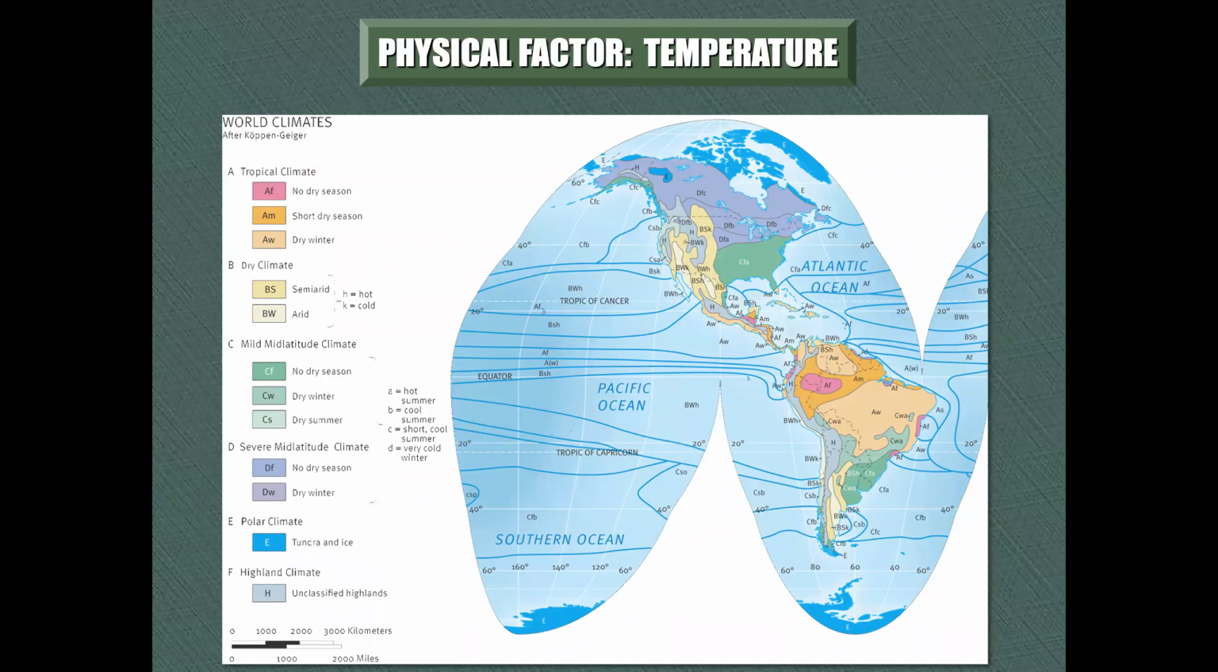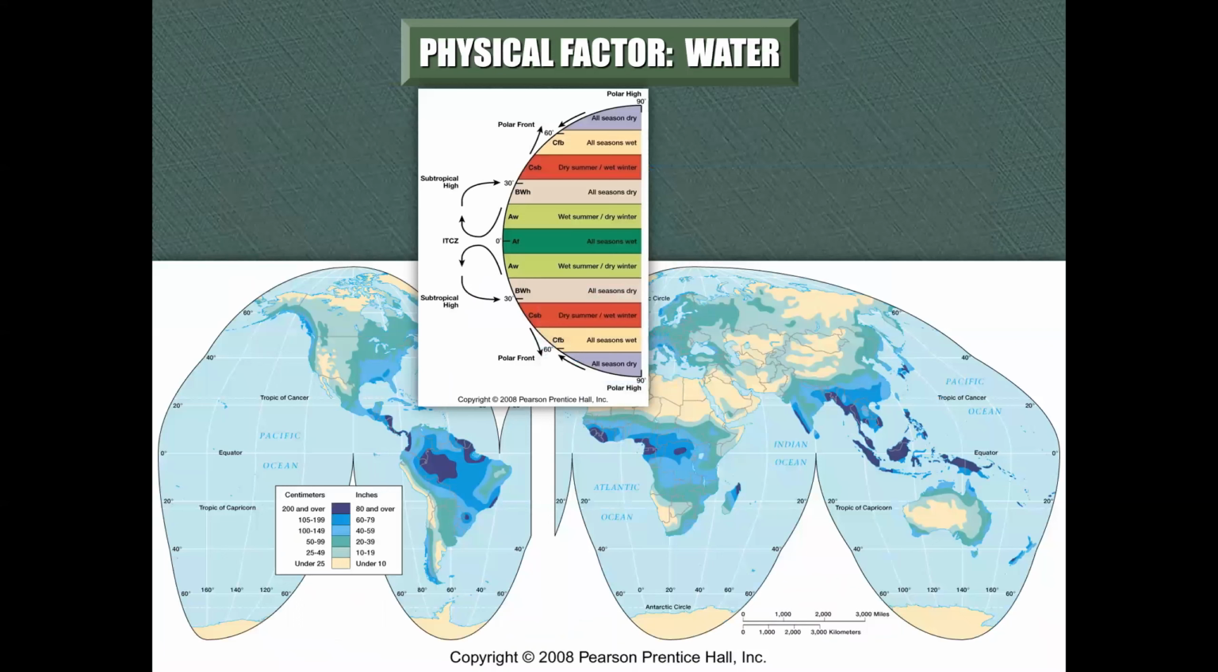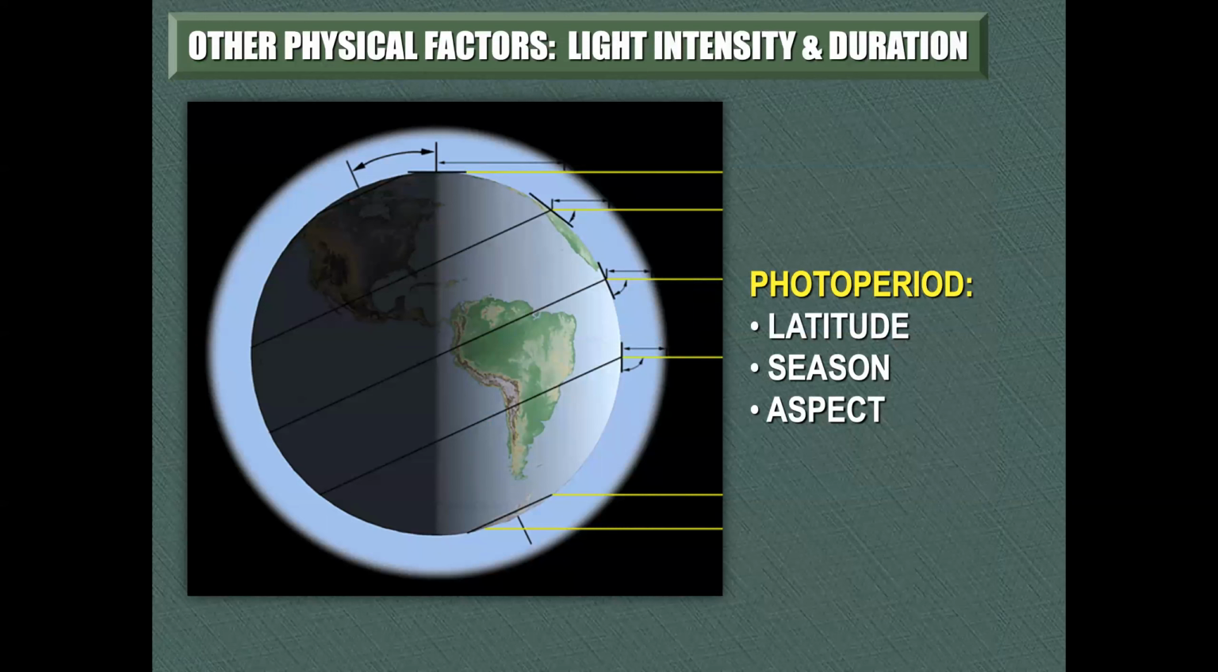So think about again the idea of physical factors: temperature, water, places that are wet all the time, places that have a dry season, places that have dry seasons every season. And the idea of light or photoperiod. So the further north you are, the bigger the difference between summer and winter. So summer can have long, long days, but winter can have long, long nights. If you live near the equator, your photoperiod is roughly the same all the time. So it's much more reliable.